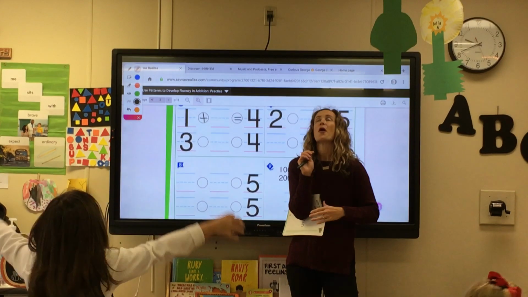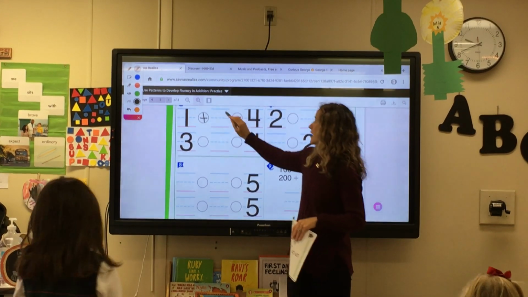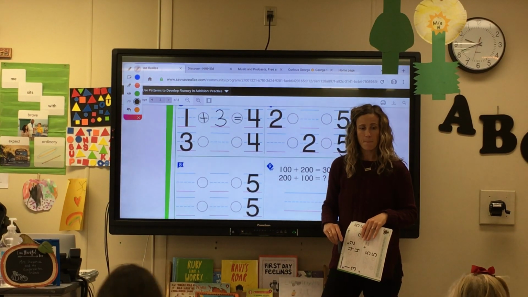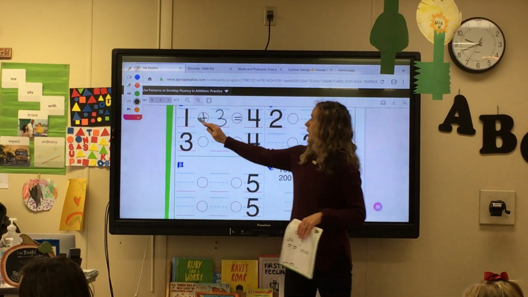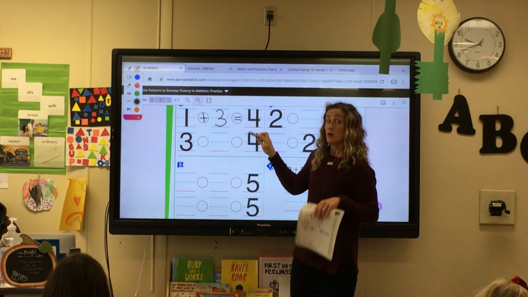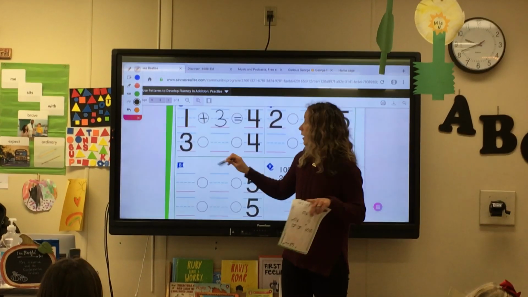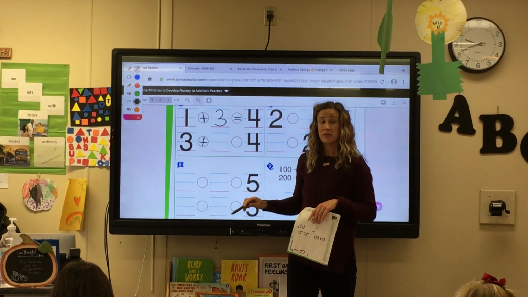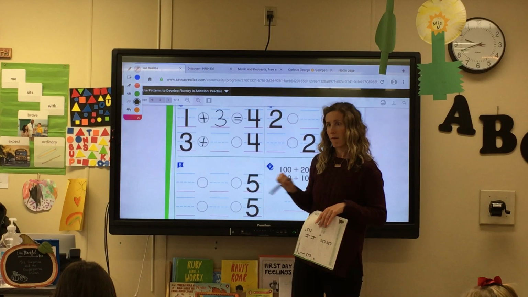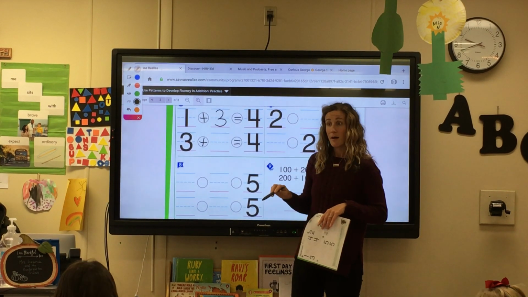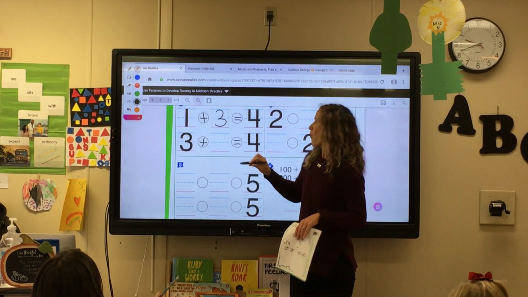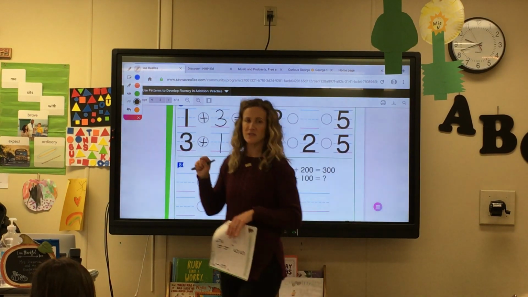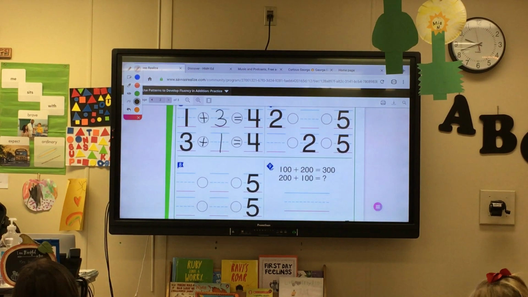3. Very good, okay? So 1 plus 3. Right, everyone write that in. So 1 plus 3 equals 4. So that means 3 plus what equals 4? Say it again. 1. See what we did? If 1 plus 3 equals 4, then 3 plus 1 equals 4.